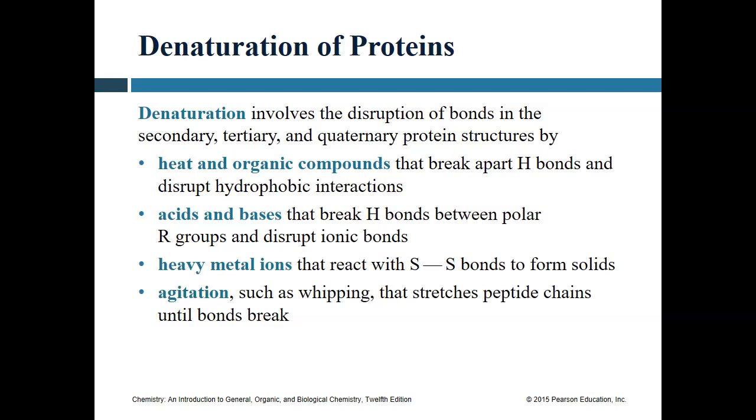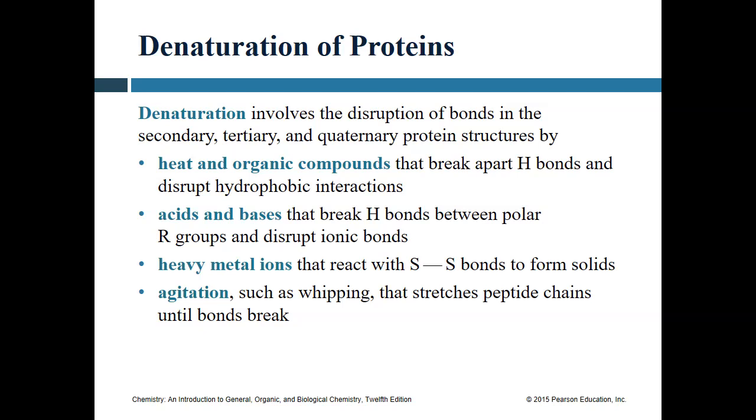Acids and bases, because they are polar themselves usually, they usually rip apart the hydrogen bonds that exist in polar side groups. So any kind of hydrophilic interactions that might come across as a result of these polar side groups interacting with each other, acids and bases break those up.